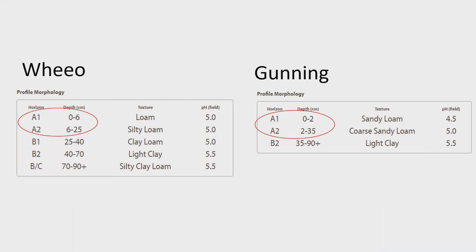And what you can see here is that Weo is this silty loam topsoil, whereas if you look at Gunning, the Gunning soil is more of a sandy loam. So the Gunning soil is a much lighter soil, a lighter texture, and is essentially a smaller bucket, if you like, and isn't able to store as much water and will dry out quicker.